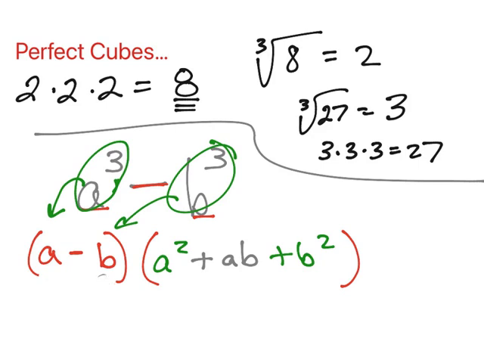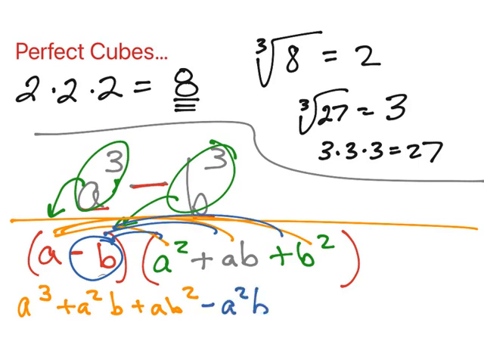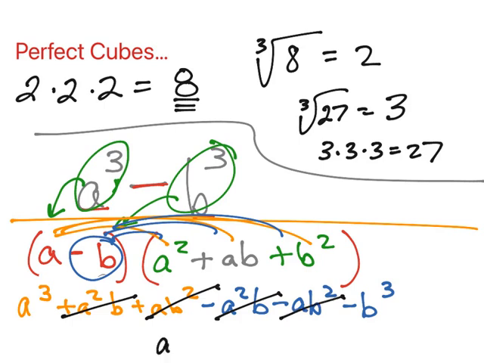Now, you might say, why does this work? Well, let's look at this and distribute. If I take this binomial times a trinomial and I distribute the a throughout, I get a cubed plus a squared b plus ab squared. Next, I'm going to take this negative b and distribute. So I get negative a squared b, negative ab squared, minus b cubed. Let's look at what we have. I have a positive a squared b minus a squared b. I have a positive ab squared minus ab squared. Those cancel out. I'm just left with a cubed minus b cubed. That's why this works.